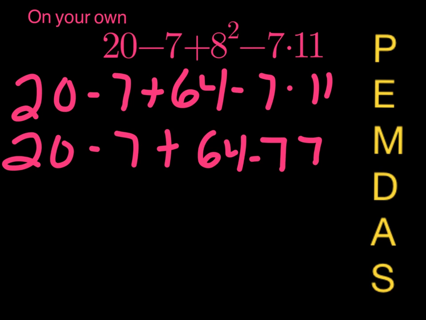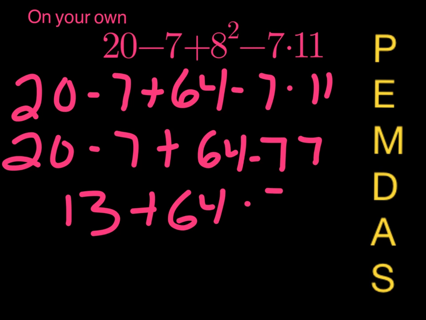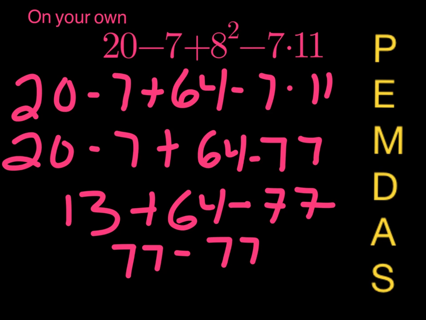So you have 20 minus 7 is 13 plus 64 minus 77. 13 plus 64, again, working from left to right, is 77. And then you would have had minus 77. And you should have come up with the answer of 0 if you used the order of operations correctly.